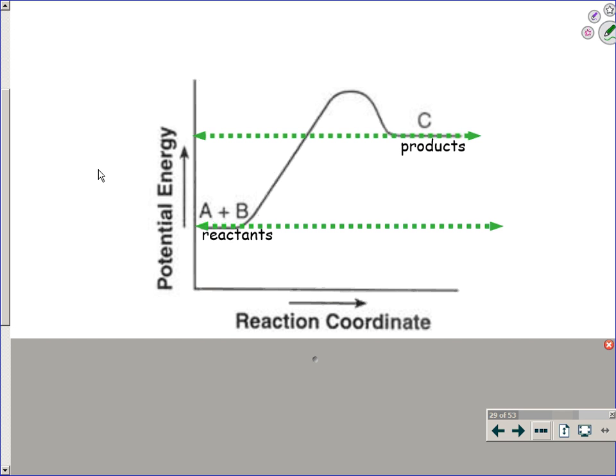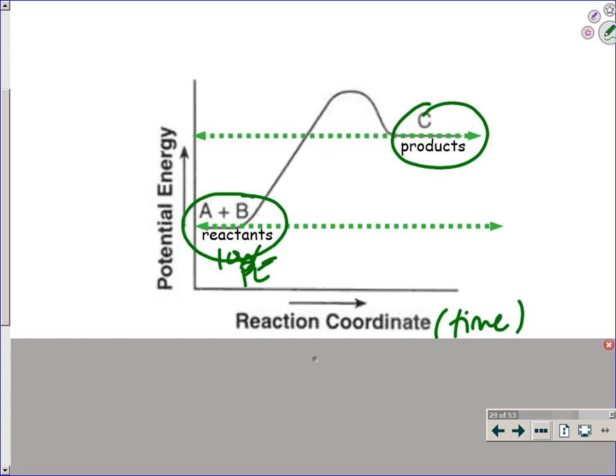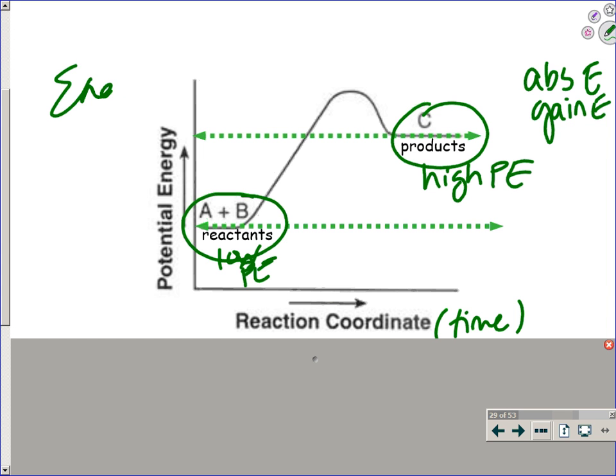So potential energy is on the y-axis, and time is usually on the x-axis, or this actually is called a reaction coordinate. What this graph is indicating to us is that the reactants have low potential energy, and because the end is higher, the products have higher potential energy. Well, how would one get from low energy to high energy? What happened over the course of this reaction? It absorbed or gained energy. And if you're absorbing energy, what kind of process is it? Absolutely, endothermic. So my delta H would be positive or negative?